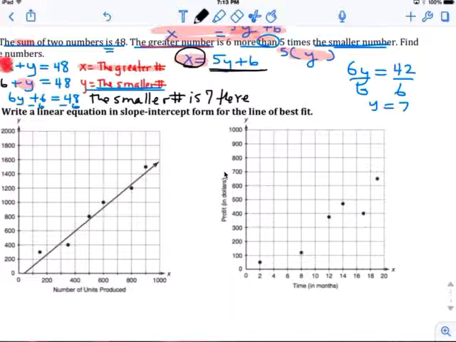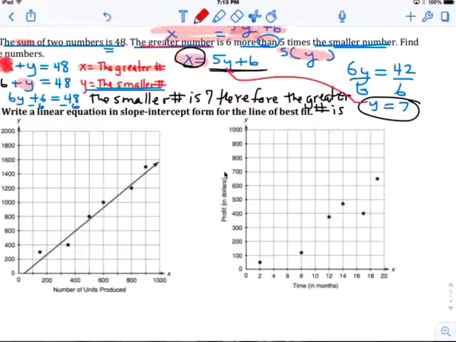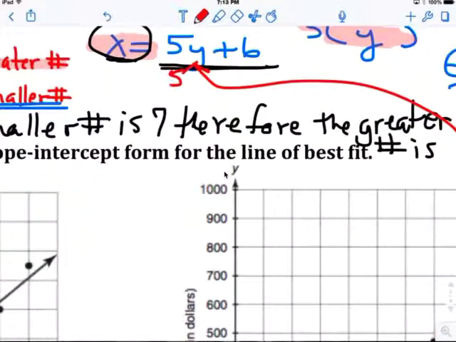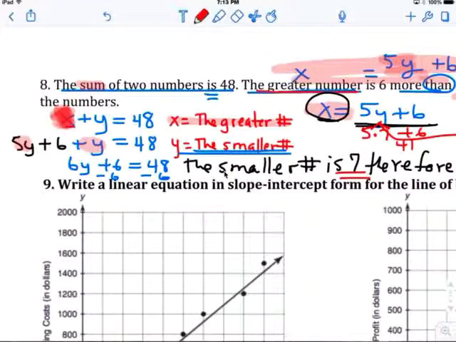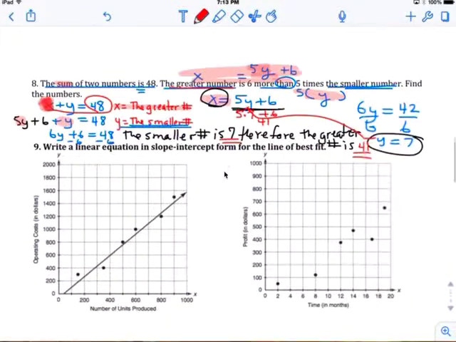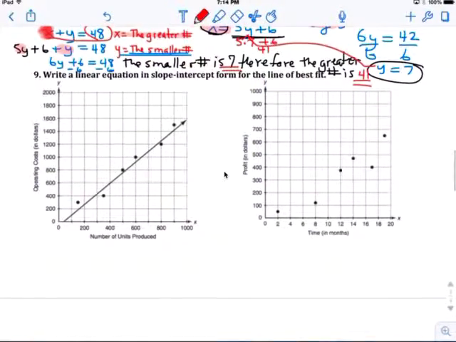Therefore, the greater number is, okay, let's put the 7 back into that problem. 5 times 7 plus 6, 41. So it is 41. So 7 plus 41, the sum of the two numbers, is 48. It's correct. That's how you check it. So you do that on the first one. I hope you guys remember how to do this.